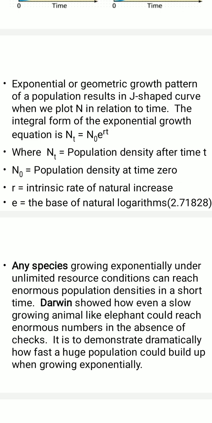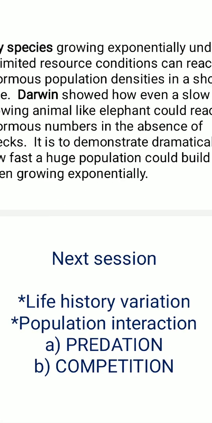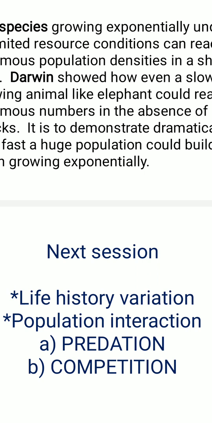Hope you all have understood these details, and in the next session we'll study about the life history variation in the population interaction. In that, 5 different types are there, and in the next session I will continue with the predation and competition.